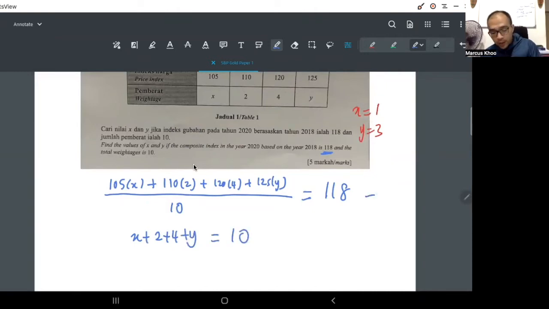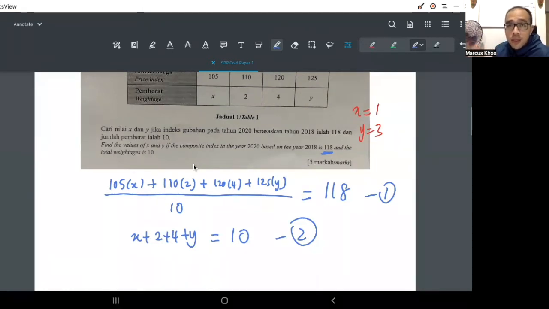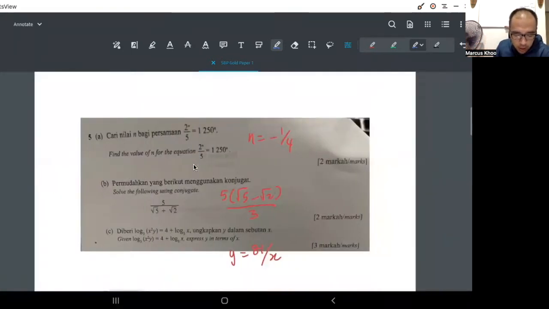So you have one equation, you have the second equation. You can perform simultaneous equations to get the value of x and y. You should be able to get x equals 1 and y equals 3. So not a very difficult question. I think it's pretty familiar, except that the only thing is it came out in paper 1, which is a little bit strange, a little bit new. All right, number 5.